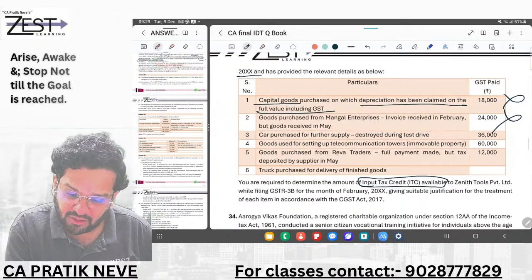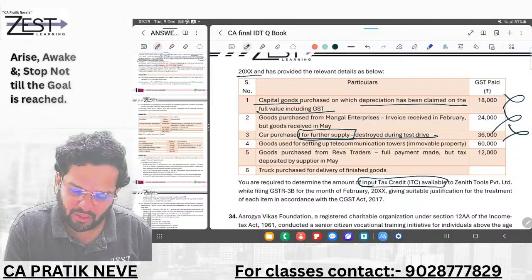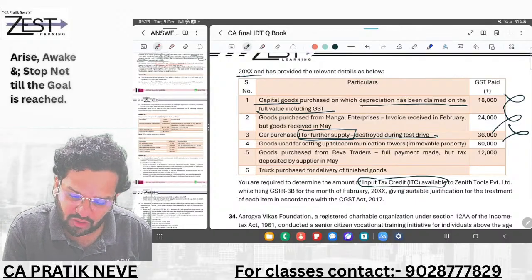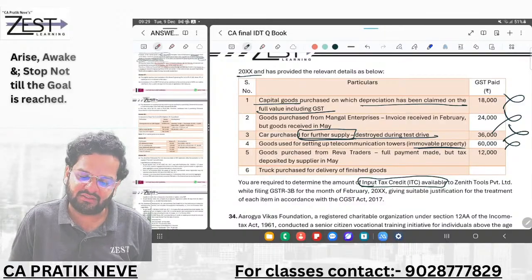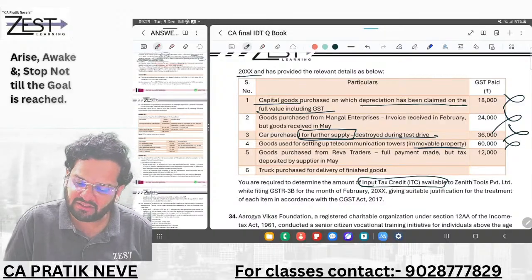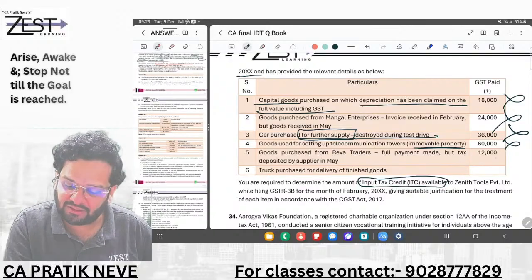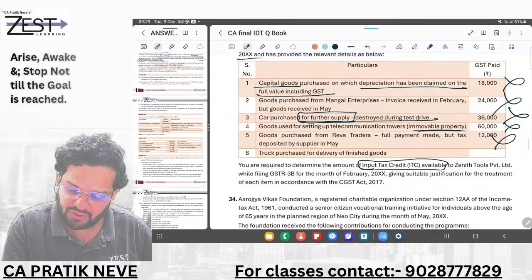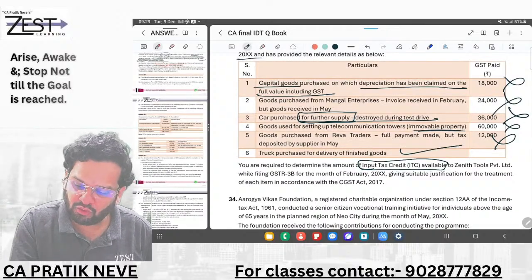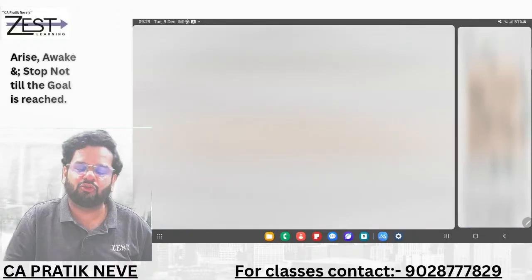Car purchased for further supply, but destroyed in the test drive, no ITC. Goods used for setting up telecommunication towers, that is immovable property, no ITC. Goods purchased from Reva Traders, full payment is made, but they have deposited tax later, no ITC. Truck purchased for delivery of finished goods, yes, but we don't know the amount. Only on that one thing, ITC is possible to be taken.